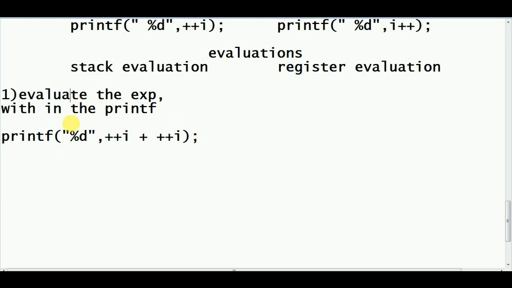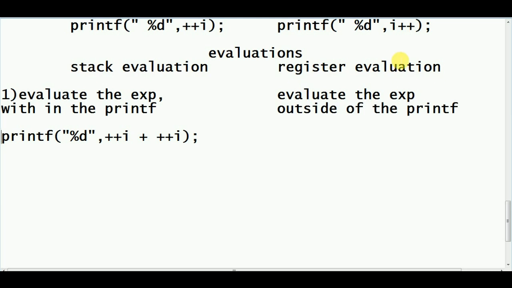Okay, in this operator you have to understand two types of evaluations that are there in the C language. What are the two types of evaluations? We have to understand about the evaluations also. Two types of evaluations are there. One is stack evaluation, second one is register evaluation. Evaluation means calculation.